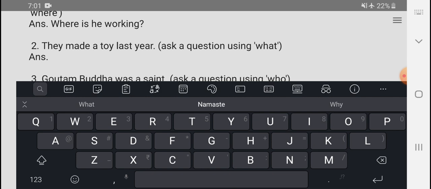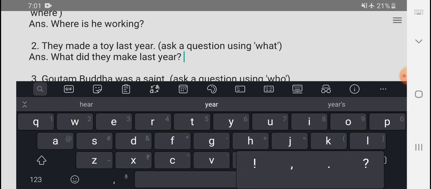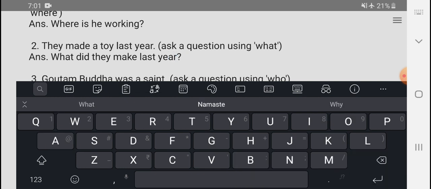Example 2 here, if you look at, they made a toy last year. If you look at the tense of this sentence, it's in simple past tense, and they have asked you to ask a question using the question word what. So what will come first? Since it is in past tense, we don't have an auxiliary with the answer here. Made is written, that's in verb 2, so we will use did. What did they? Then made will come to verb 1, make. What did they make last year? And the answer would be, they made a toy last year.